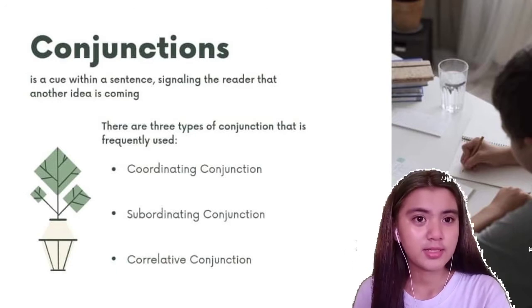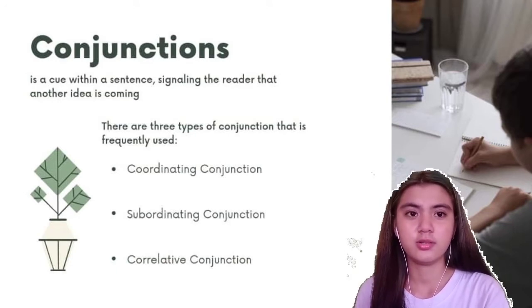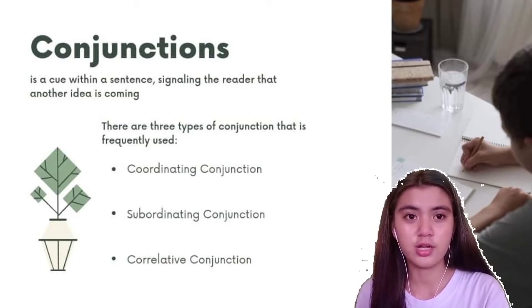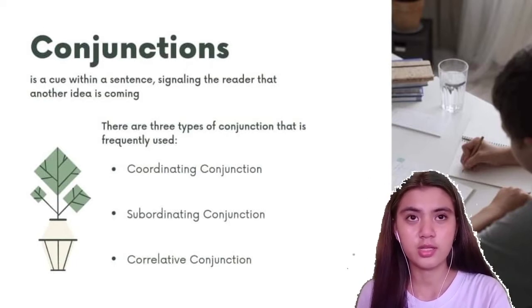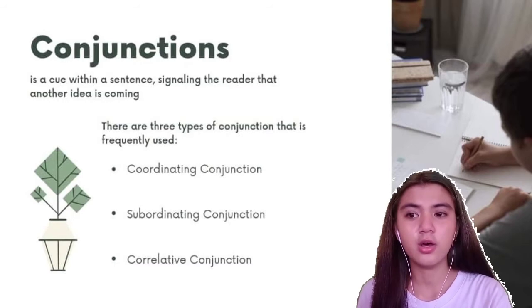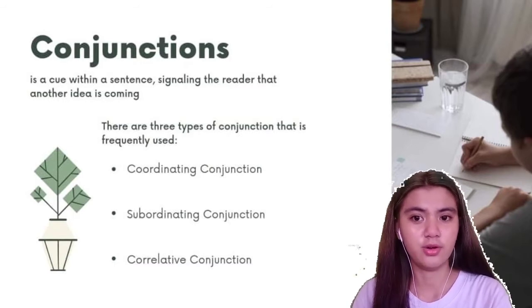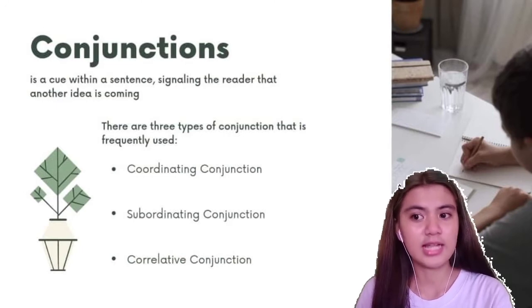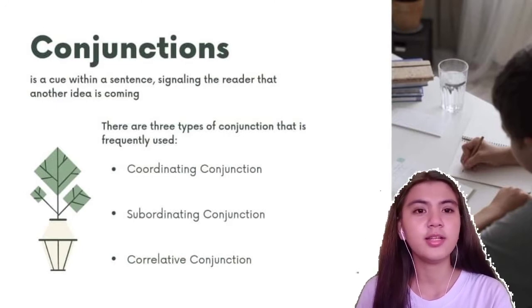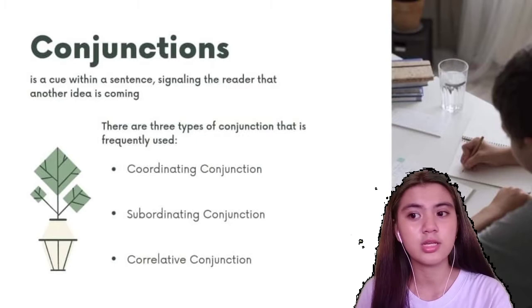The last one is correlative conjunctions. This type of conjunction works as a pair. Some examples under it include either, or, not only, but, and neither, nor. Example, not only the plates but also the glasses were broken. The correlative conjunction that we use in the sentence is the word not only.